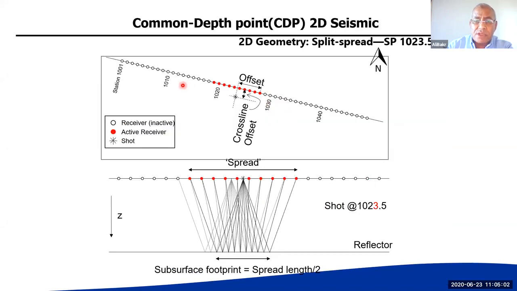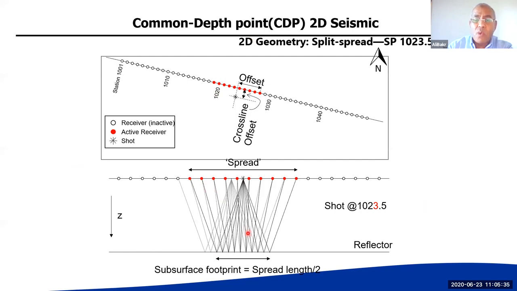This means that in the case of 2D, you have a line laid out on the map view and the cross section in the subsurface. The shot point usually lies on the same trend as the receivers, so the source and receivers are put on the same cross section. So this is the Z and this is the X or Y. It's a kind of 2D, and that's why you call it 2D.